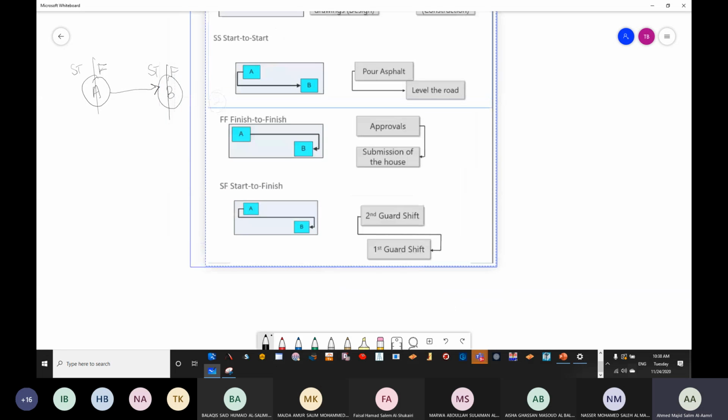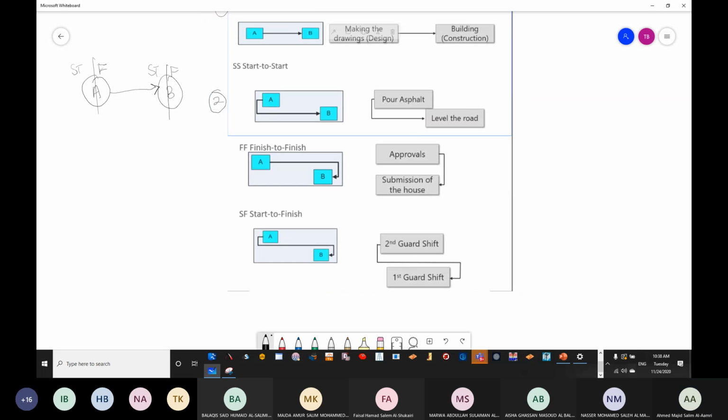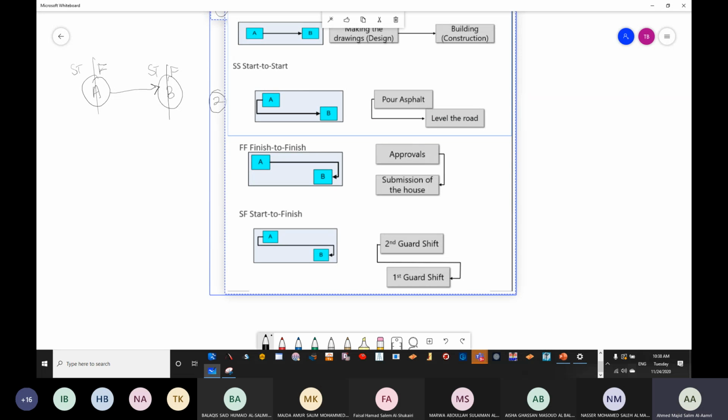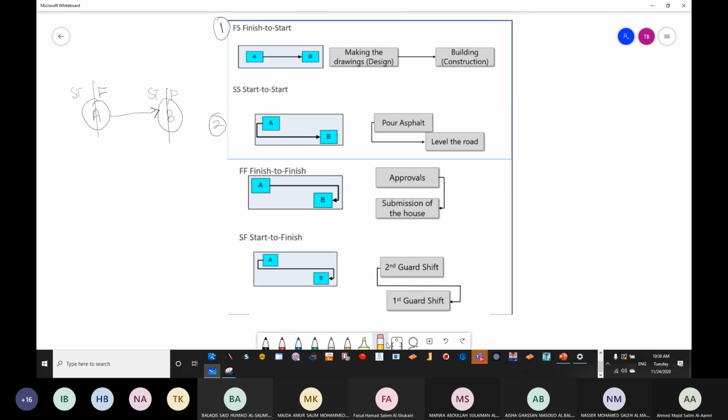Now the other example is start to start. Can you see the relationship is going from where to where? Now, if you see, the relationship is going to go from the start of A to the start of B. That's why we call it start to start. Is it clear? Are we clear about the relationship, how it goes? You need to follow the arrow. The arrow is going to go from the start of A to the start of B.